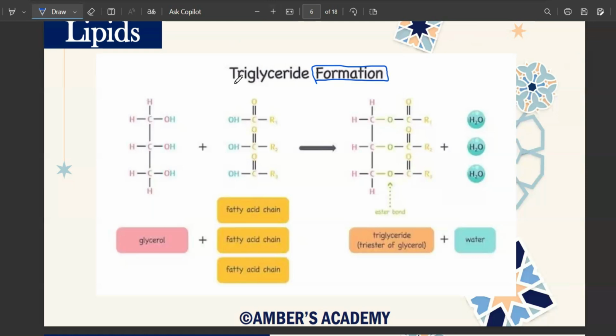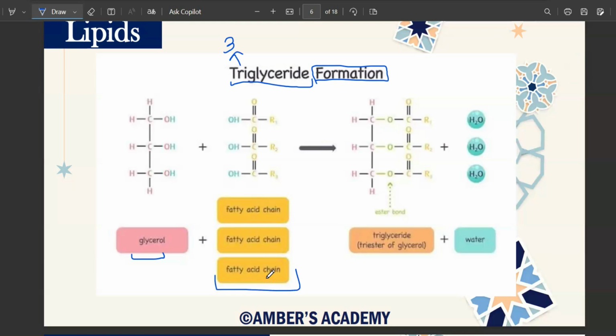Before moving on, let's just understand this word triglyceride. Tri means 3. Okay? Tri means 3. And glyceride over here refers to fatty acid chain. So triglyceride literally means that there are 3 chains of fatty acid. As we have understood, lipids are made up of glycerol and fatty acid chains. So if we're talking about triglycerides, then it should have 3 fatty acid chains.